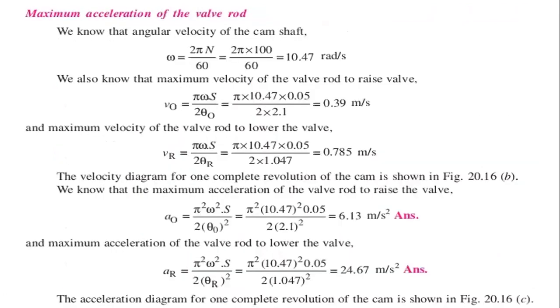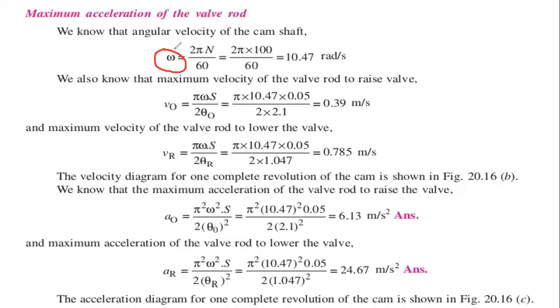Then they have asked about the maximum acceleration of the valve rod with the angular velocity. That is, we have to draw the velocity diagram and the acceleration diagram. So firstly, they have given the speed as 100 rpm, that is capital N. From capital N, we have to find the angular velocity, that is omega.